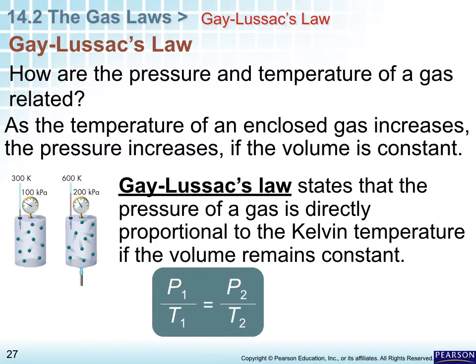So on the left side, we have the container, as always, 300 Kelvin, 100 kilopascals of pressure. When you then heat it up and you double the temperature from 300 to 600, it goes from 100 to 200 because they are directly proportional. It's sort of like 3/5 and 6/10. The same thing. As one goes up, the other one goes up. As one goes down, the other one goes down.